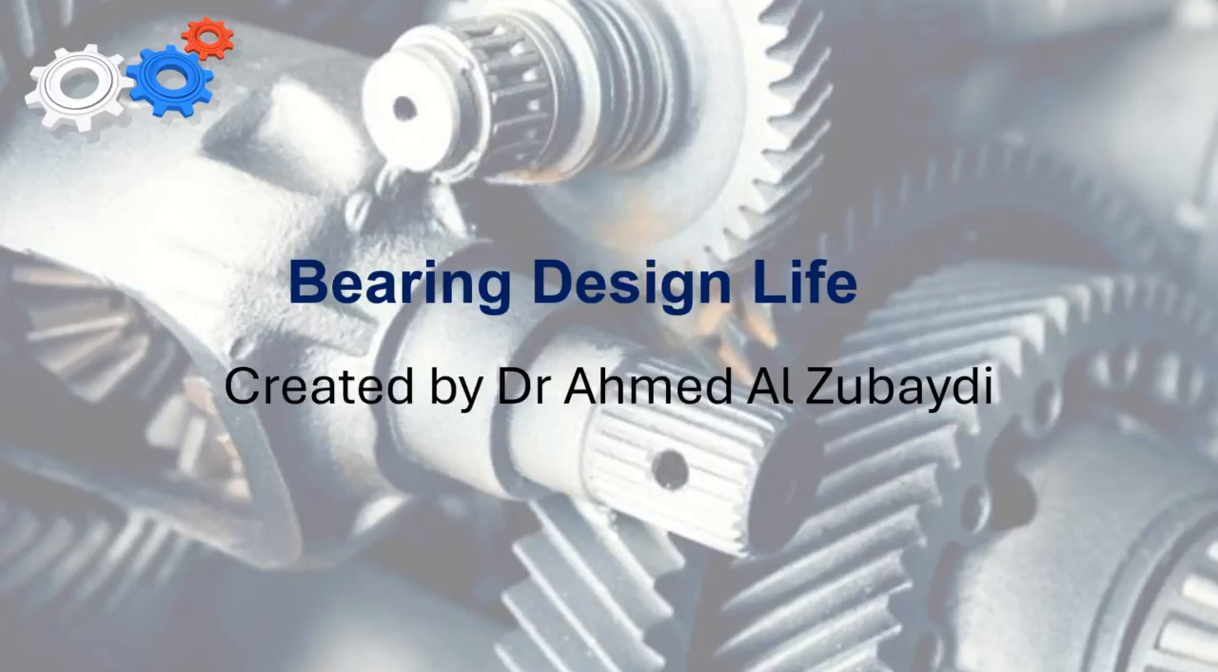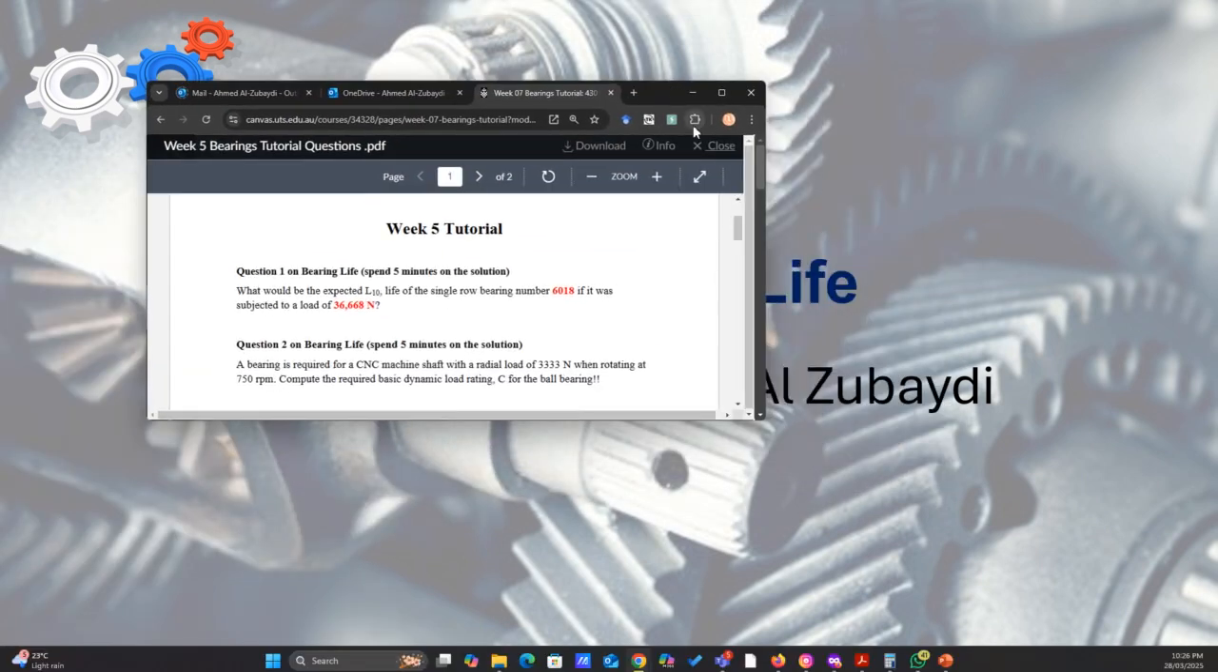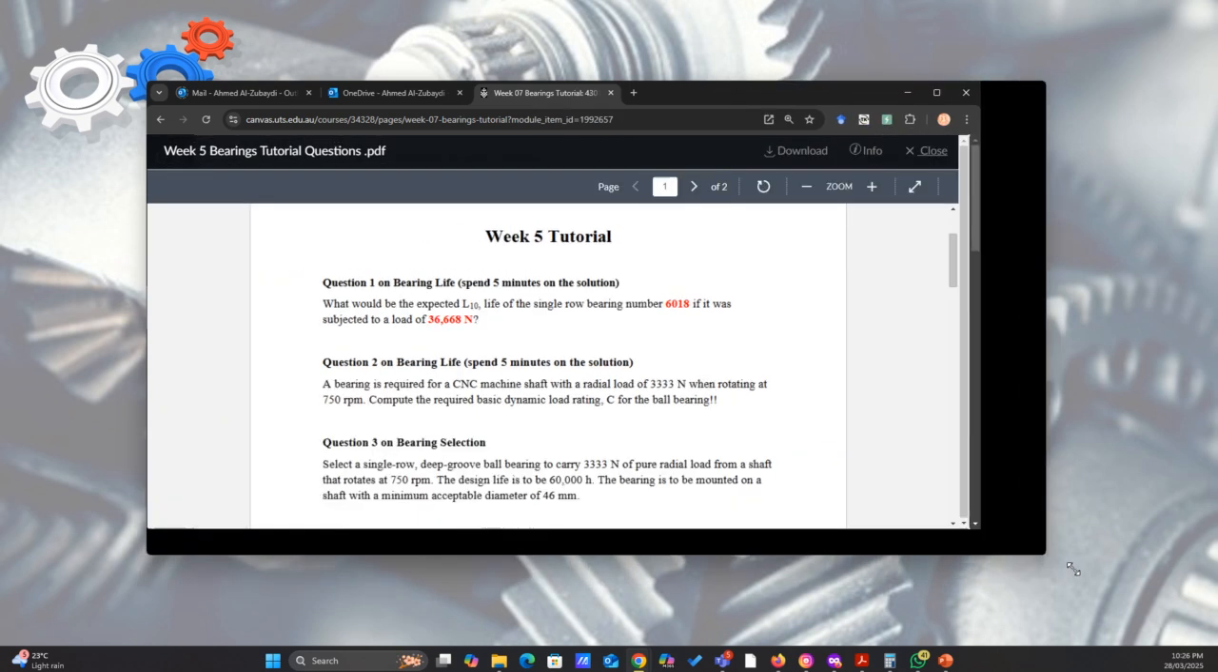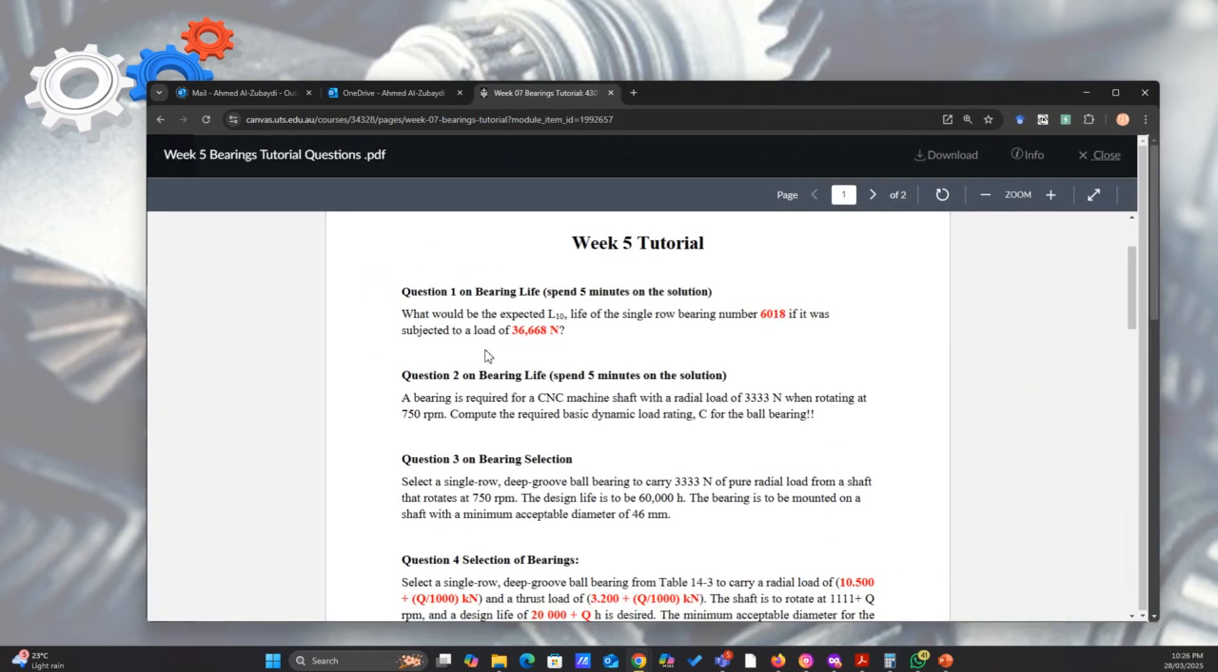Okay, hello everyone, and welcome to the week 7 tutorial questions, and we are going to talk about the bearing design life. So if you go to the Canvas, you will find the list of the questions that we have there. Sorry, here it says week 5, it's not week 5, it's week 7. And anyway, you can see that the first question is going to be about the bearing life calculation.